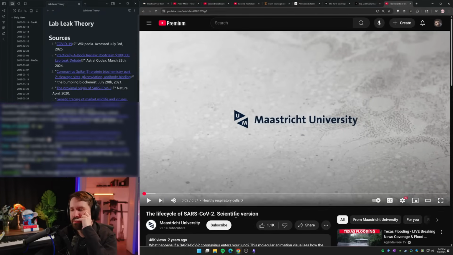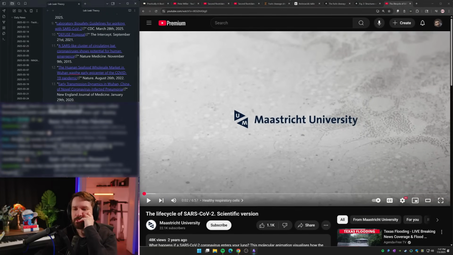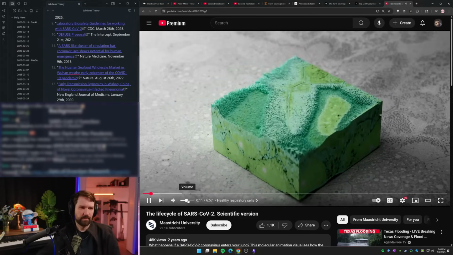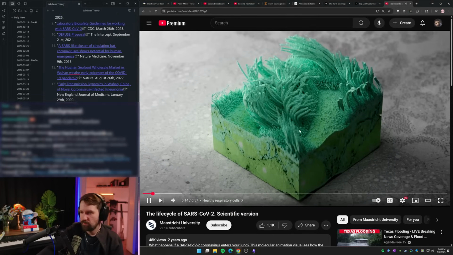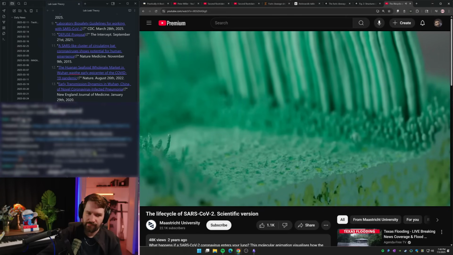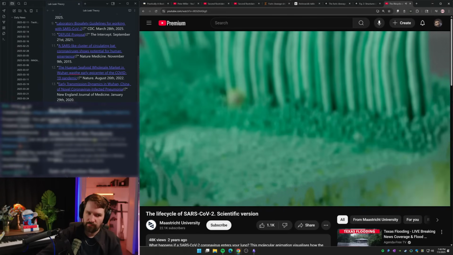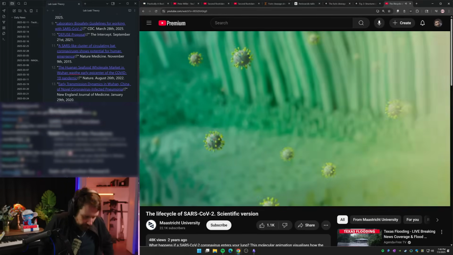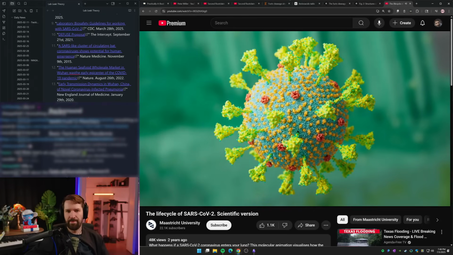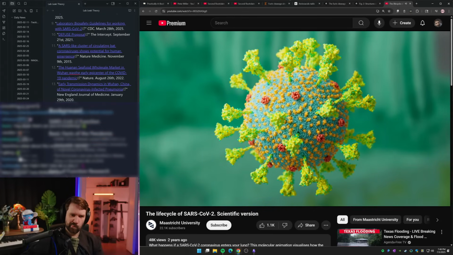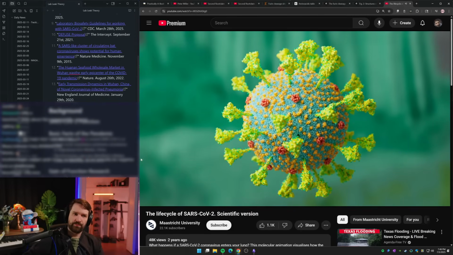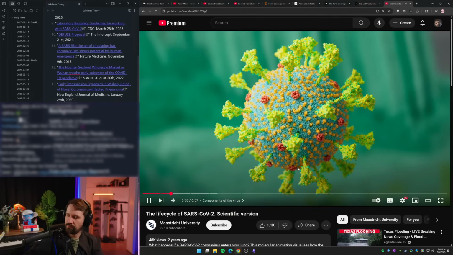The life cycle of SARS-CoV-2, scientific version. In our airways, the air we breathe comes into contact with a mixture of different types of healthy respiratory cells. Some respiratory cells have cilia, hair-like structures that move the mucus along. These ciliated cells in our airways are the main target for the SARS-CoV-2 virus, which has proteins on it.